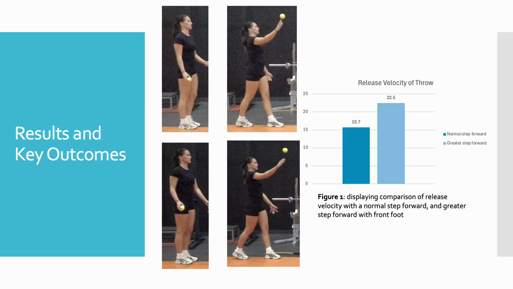The results of the video with the normal step forward produced a ball release velocity of 15.7 meters per second, whereas the ball with a greater stride forward produced a velocity of 22.5 meters per second. This is fitting for the subject as the estimated release velocity for an untrained female using a tennis ball sits between 50 to 30 meters per second.